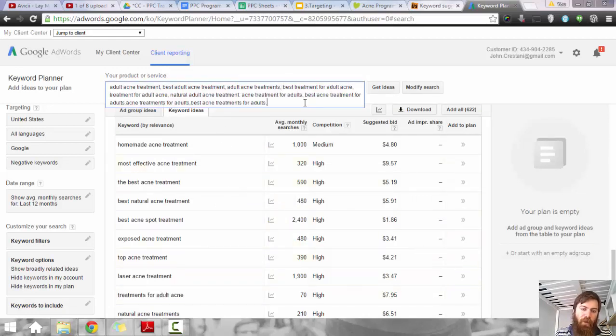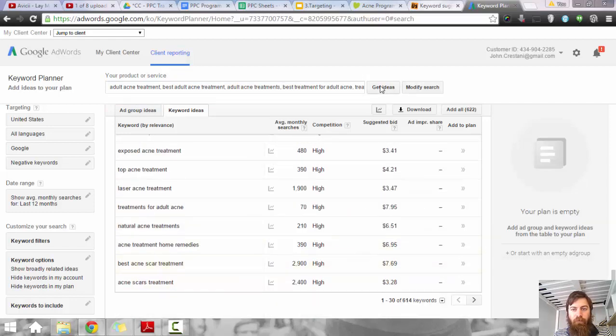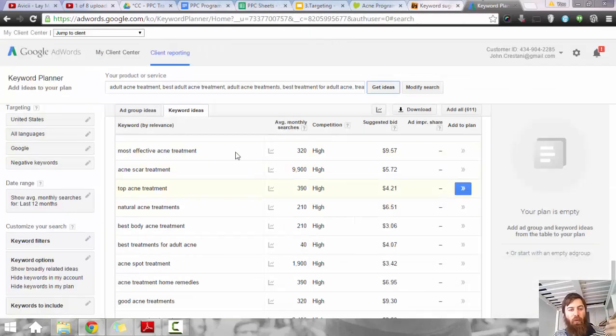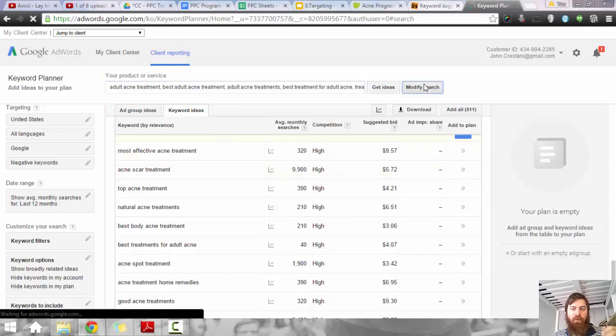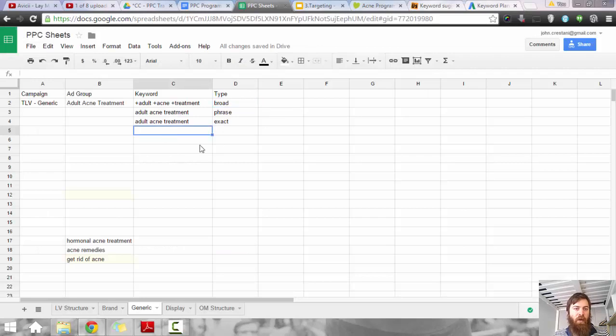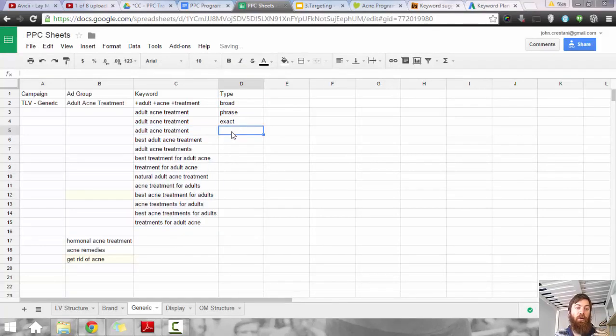Keep in mind, every one of these terms is still going to match for adult acne treatment in modified broad match. Every one of these terms I'm mentioning. The thing is, though, by giving Google more specific search terms, what's going to happen? So now I'm just going to copy and paste this back into the sheet.